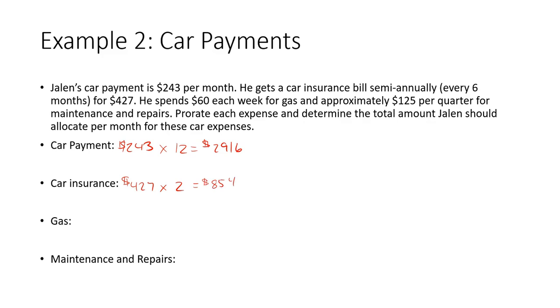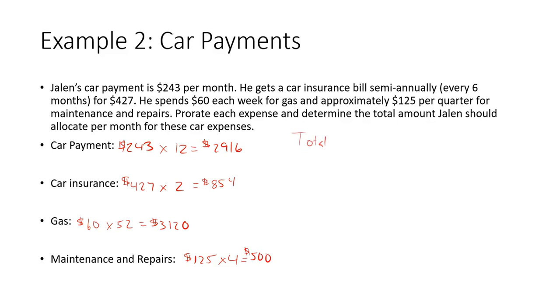Gas is $60 per week times 52 weeks in a year. 60 times 52, $3,120. And then for maintenance and repairs, it's $125 every quarter. So that's 4 times a year. 125 times 4 is 500.